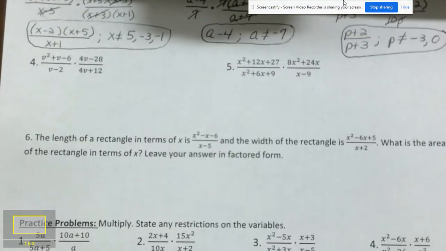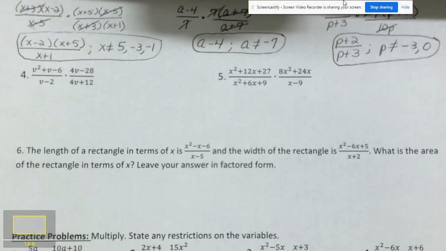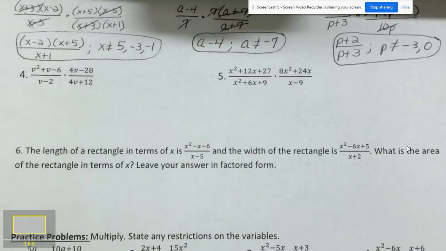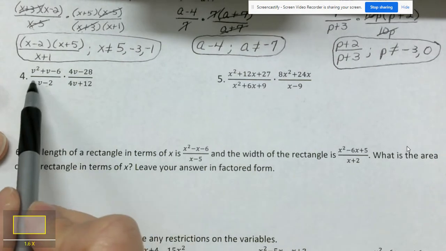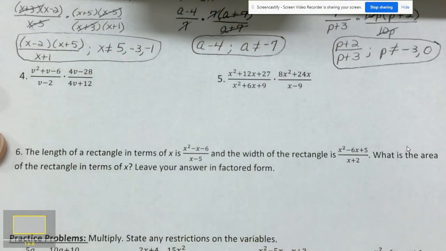Okay, guys, we're going to look at about three more examples of multiplying rational expressions. Now, we're still going to follow those same steps that we've been following. We're going to first look at number 4 here. So in this one, we're going to factor first.